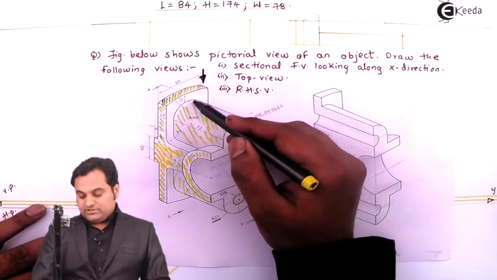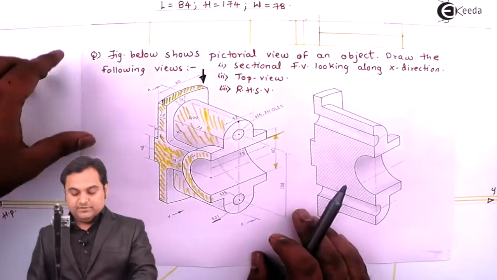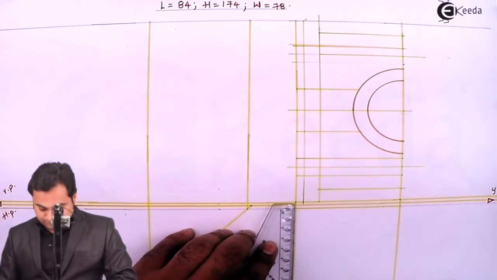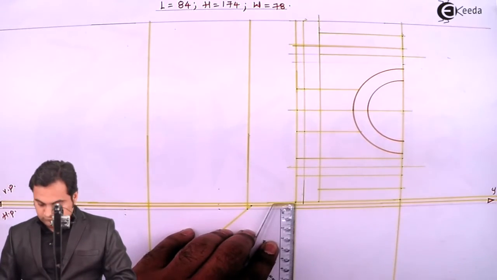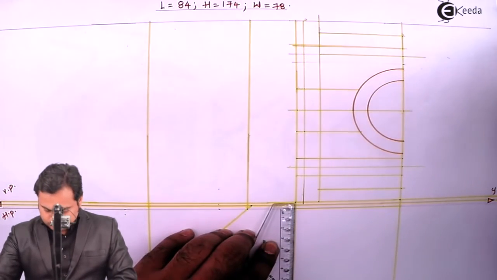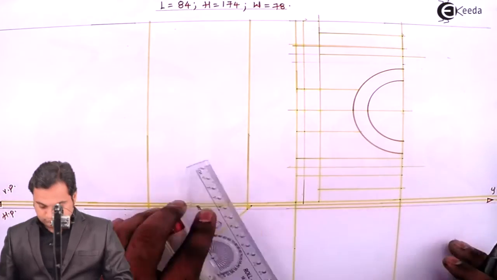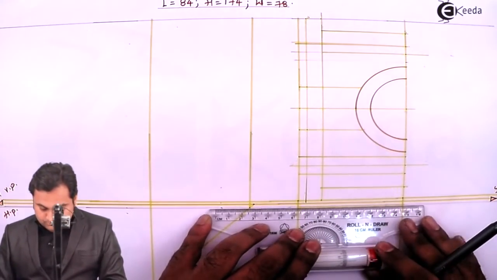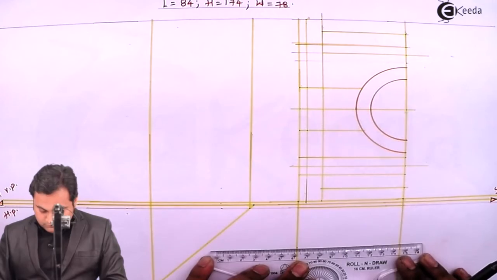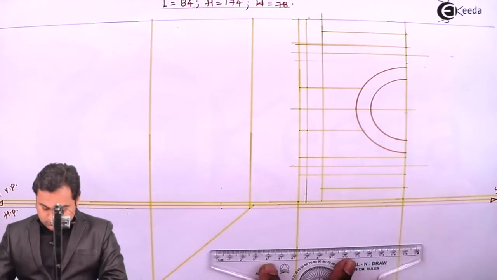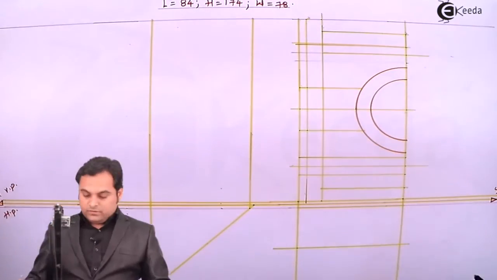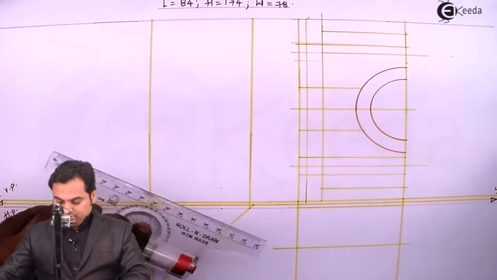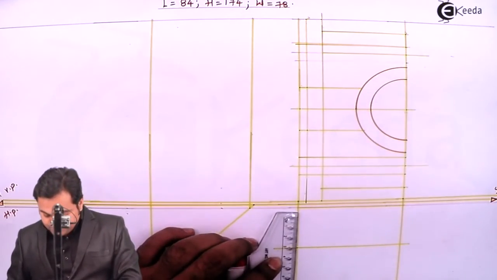Next, about this center line, the object is completely symmetric in the top view. So I'll take the center. So here I'm taking this center, and then the plate is having 60 mm width. So I'll measure 30-30 on both sides.